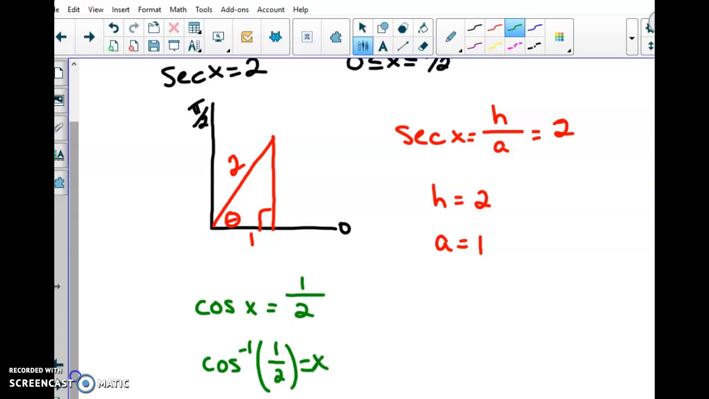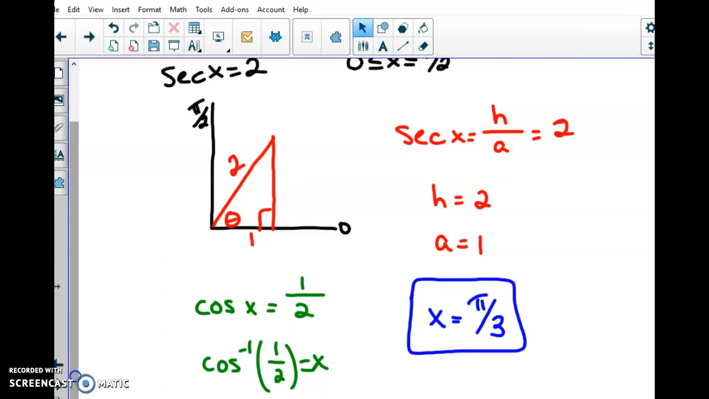The reason why I don't want you to necessarily use the calculator is because it won't give you an exact value. That's where that unit circle is going to be handy. Using that unit circle, we will say that x equals pi over 3. So that's using your unit circle and figuring out your secant value.